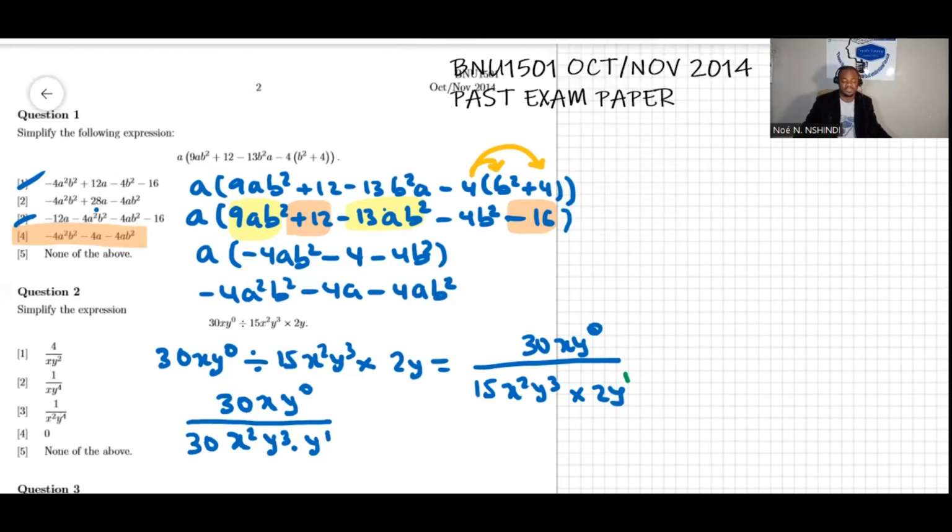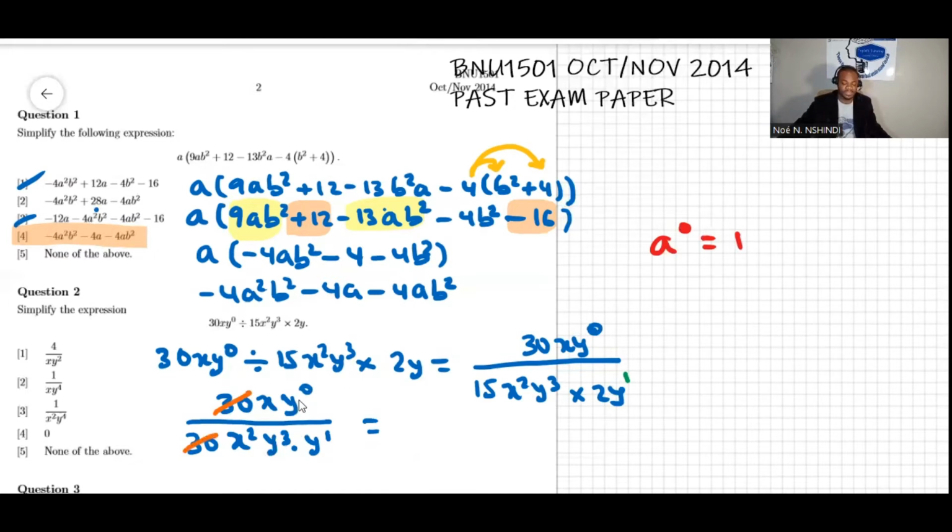Now, y to the power of 0 here, there is a rule for that. The rule says that any number raised to the power of 0 is just equal to 1, not 0. It is 1. Now, over here, we write 30x times 1 over, and then, okay, before I even say that, over here we can simplify. We can simplify 30 and 30, okay? And then, as I said, any number raised to the power of 0 is 1, so this one will be 1.